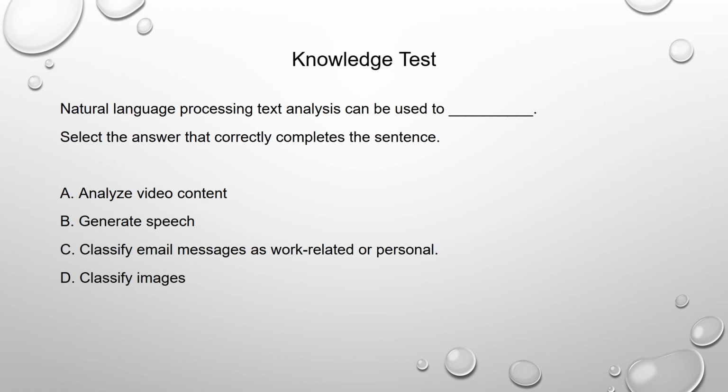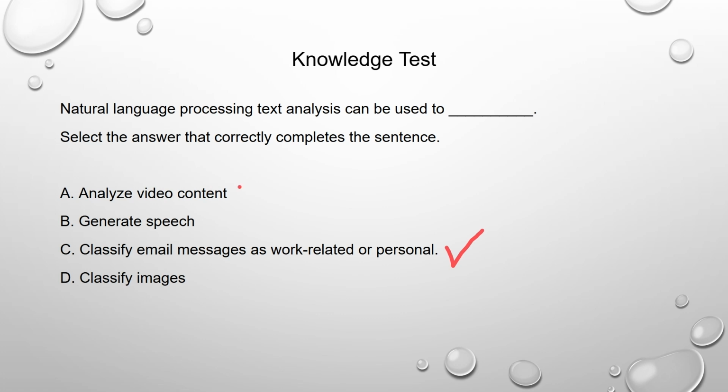Now here, text analysis can be used to classify email messages as work related or personal. So how can we do that? We can extract the key phrases present in the email and from these key phrases, we can understand whether it is work related or personal. So the correct answer is option C.